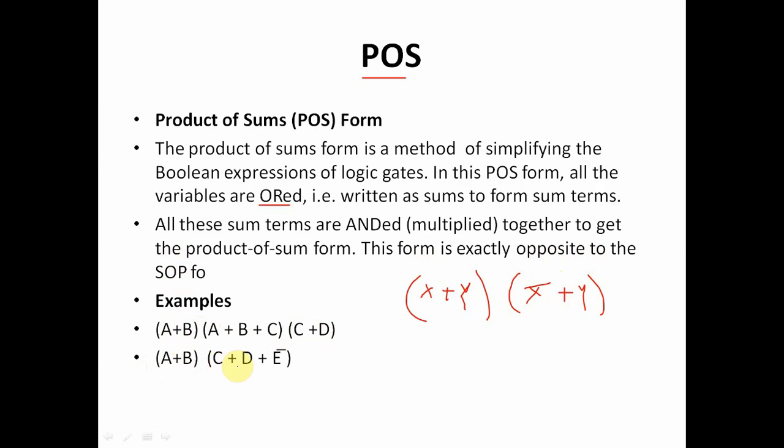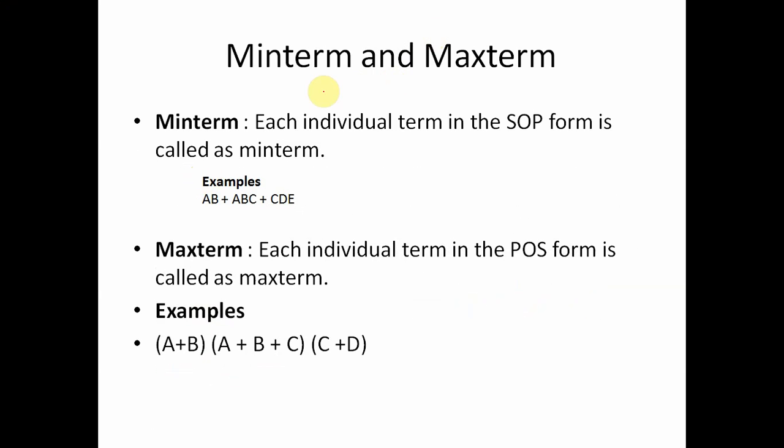Second term is C plus D plus E bar. All these terms: the variable terms are first ANDed together and ORed together, and after that these terms are ANDed. Now, min term and max term.